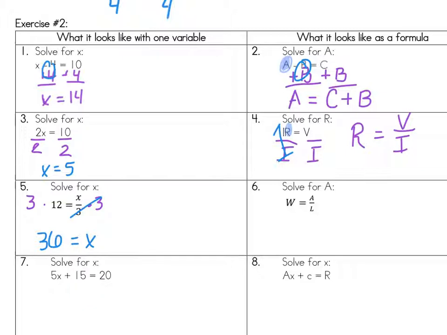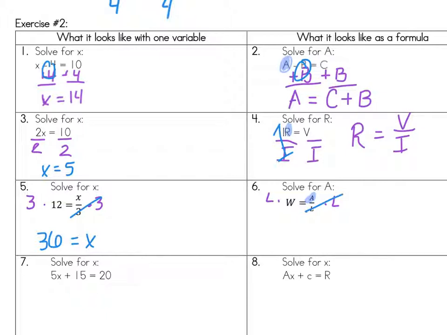Nice work. Okay, so let's go ahead and do the same thing in question number 6. So we're solving for a. Our a is just like our x. So let's get a alone. Well, a is being divided by L, so let's cancel out that division with multiplying by L on both sides of the equation. L divided by L is 1.